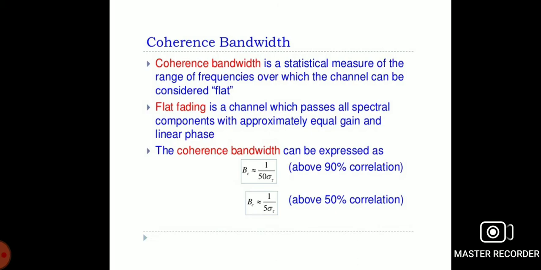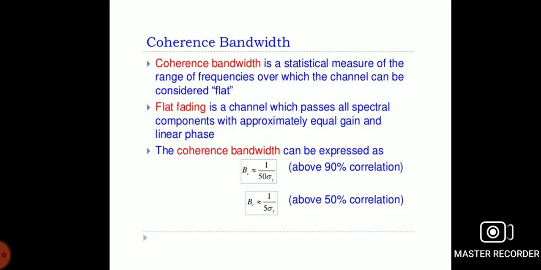So how is the coherence bandwidth estimated? That is, Bc is equal to 1 divided by 50 times the average RMS delay spread, where tau is nothing but the average RMS delay spread. In this relationship, the 50% correlation is 1 divided by 5 tau.